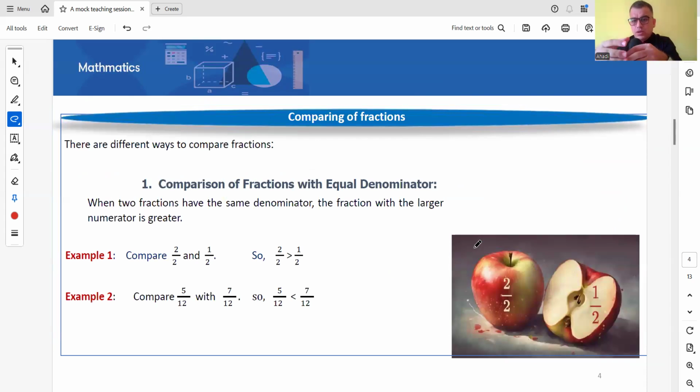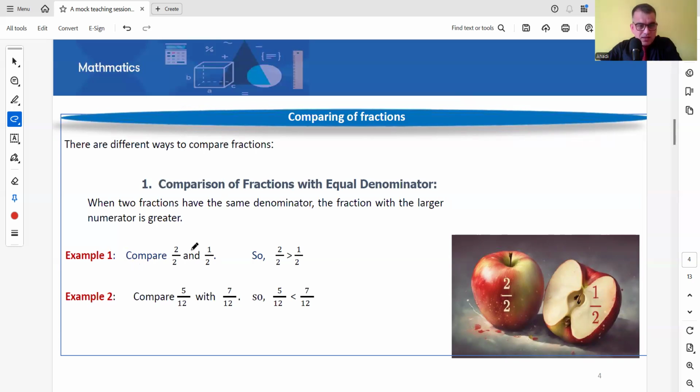To compare fractions, we have different ways. The first way is comparing fractions with equal denominators. So now, you know numerators and denominators? When two fractions have the same denominator, the fraction with the larger numerator is bigger. So let me show you some examples.